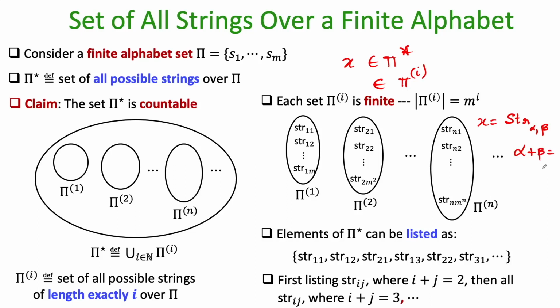So say alpha plus beta is gamma. Once I have listed down all the strings where the summation of its indices is gamma minus 1, next I will be listing down all the strings such that the summation of the indices is gamma, and during that process x will be appearing in my sequencing. So I will not be missing x, and I know definitely we will not be waiting infinitely for listing down the element x. That means we will never get stuck in this process of enumerating the elements of the set pi star, and that's why this is a valid sequencing.